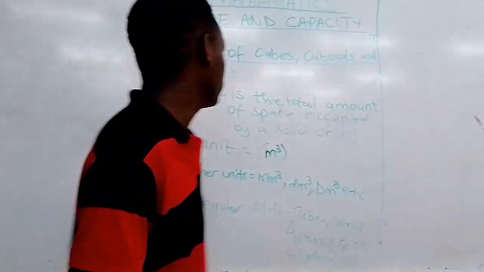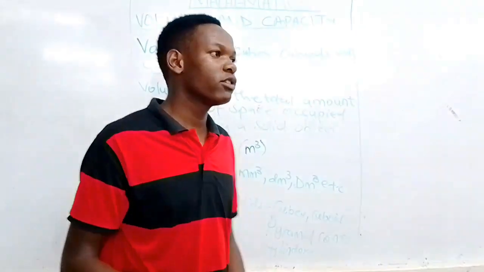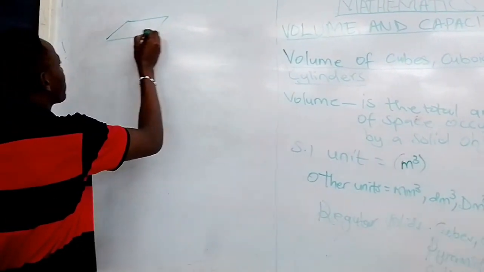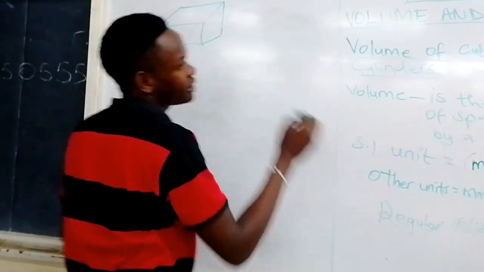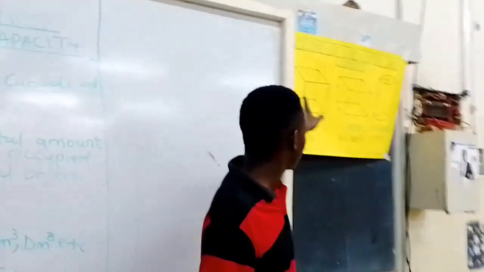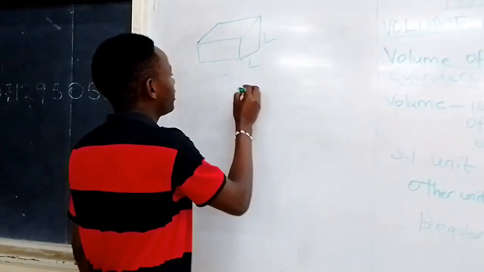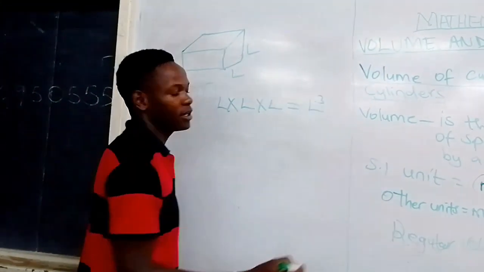Now let's focus on volume of cubes, cuboids, and cylinders. Let's start with the volume of a cube. A cube is a regular shaped object whose all sides are equal. As you can see in our chart, it's a cube. All sides are equal, let's say l for length. Its formula is given by length multiplied by length multiplied by length to give you length cubed.